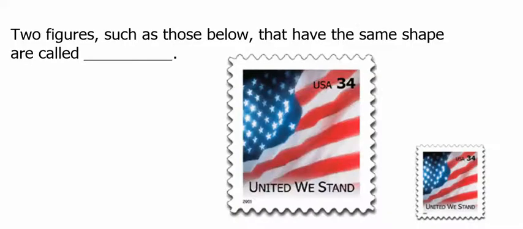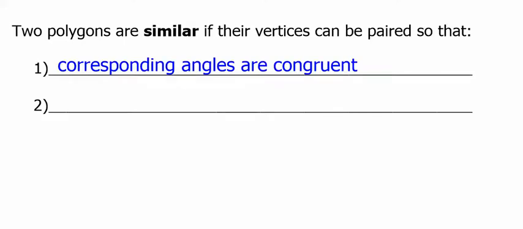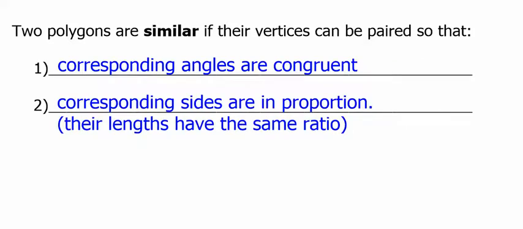Two figures, such as the ones below, the stamps that I've shown, they have the same shape. They are called similar. Two polygons are going to be considered similar if their vertices can be paired so that corresponding angles are congruent and corresponding sides are in proportion, meaning their lengths have the same ratio.